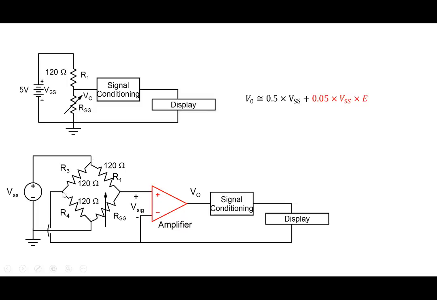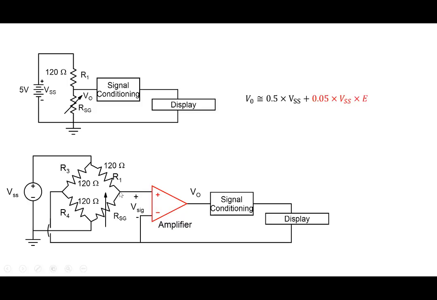So the voltage at this particular node will be basically 0.5 VSS. There's an R3 here and there's an R4 here and ground, right? And we're saying there's nothing connected here, right? So it would be 0.5 VSS.